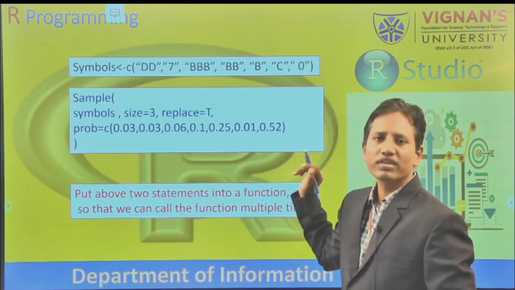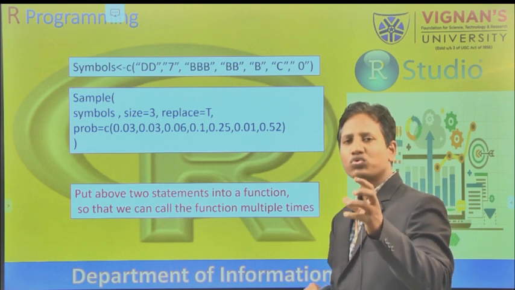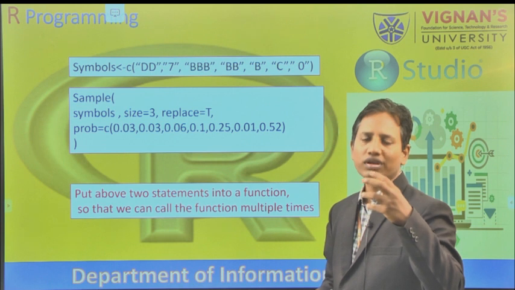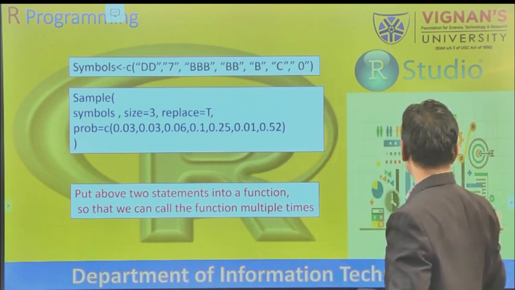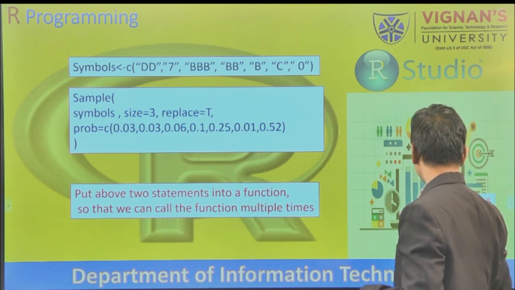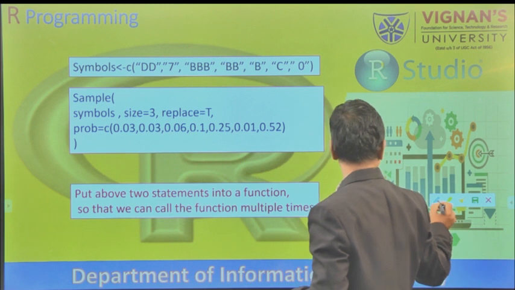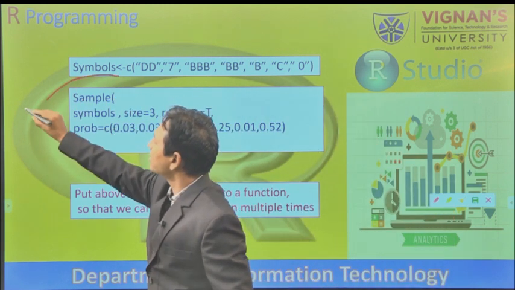So the R code for these 2 points, that is how to define the symbols and how to randomly generate the 3 symbols. If you see these codes, here symbol C is my vector.